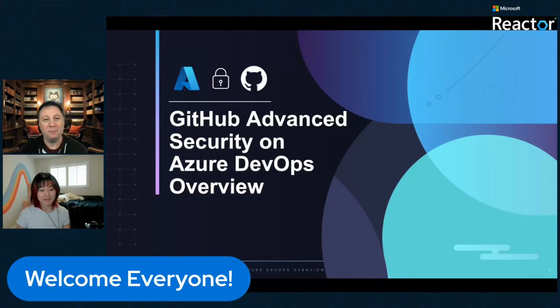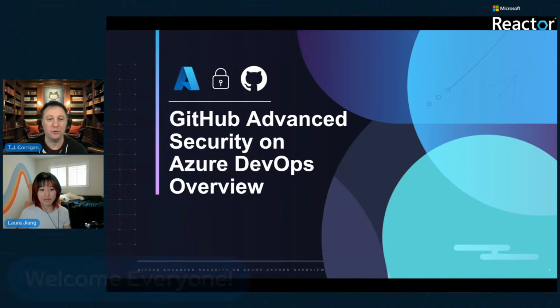Today, we're going to walk through a brief overview of advanced security on ADO, or you'll hear me call it GHAzDO for short. So I'm going to run through a little bit of slides here, and then we're going to jump over and actually show you a live demo of all the features. And then we'll hand it over to Laura to talk a little bit about her roadmap and certainly answer any questions that might arise in the chat, or if we have any live questions as well.